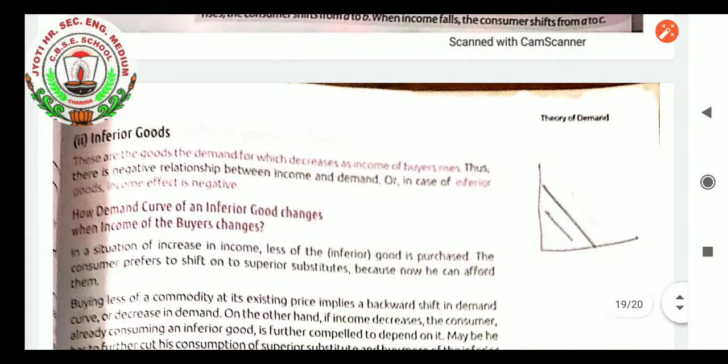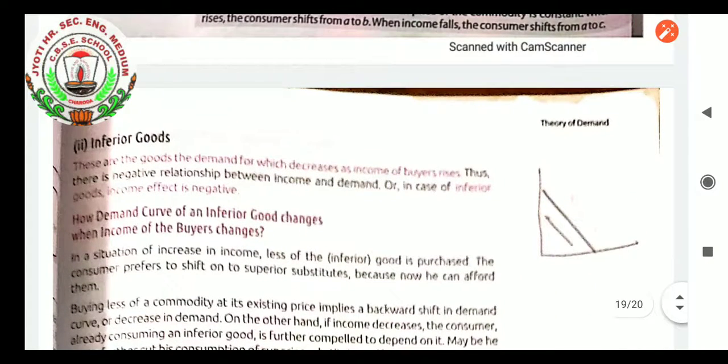Inferior goods, what will be seen there? Inferior goods are those goods the demand for which decreases as income of the buyer increases. Is the point clear? It is written. Why? Like those who have inferior quality goods. Quality is good, but they can have much better quality, that is the normal goods.